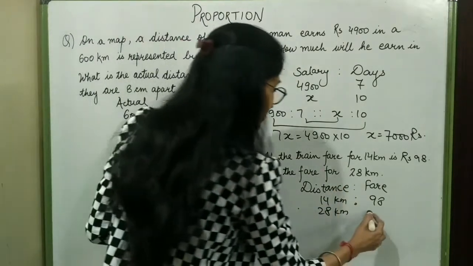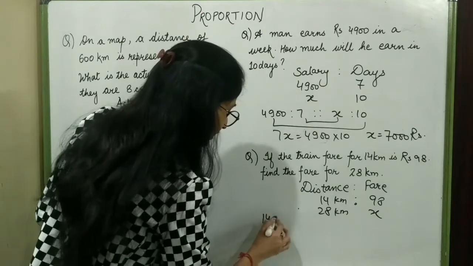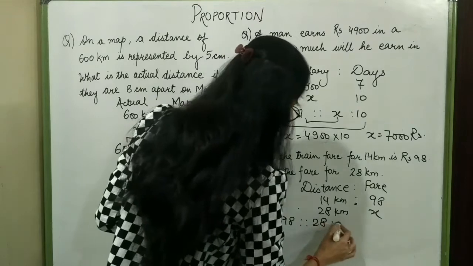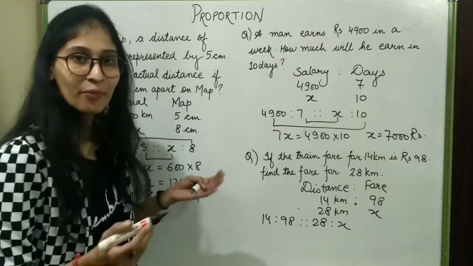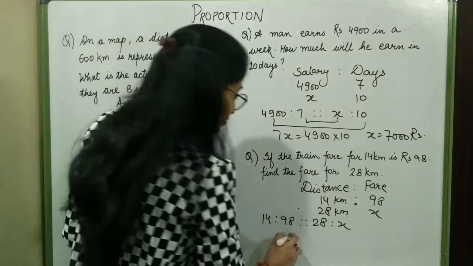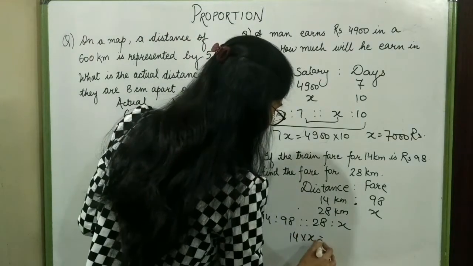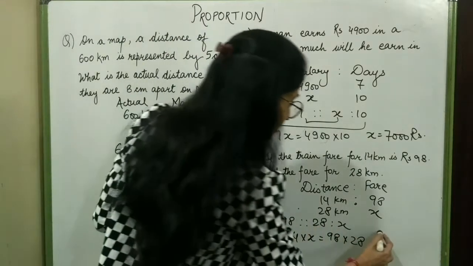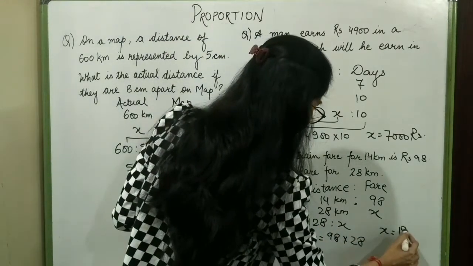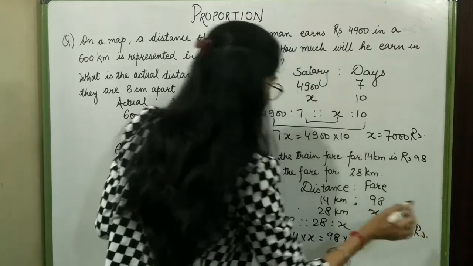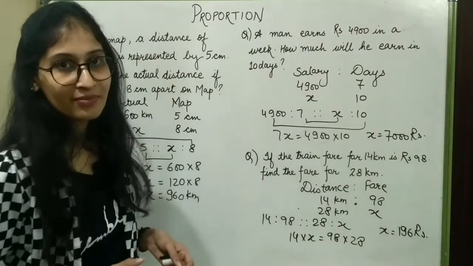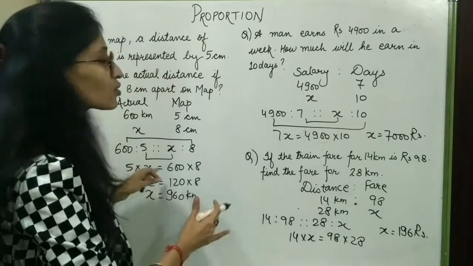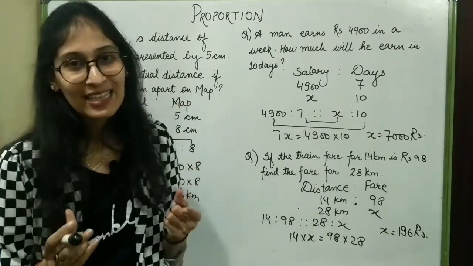Let's say x rupees. So 14 ratio 98 should be in proportion to 28 ratio x. Product of means should be equal to product of extremes. So my value of x from here will be 196 rupees. So this is how, with the help of proportion, we can solve the questions in just seconds.